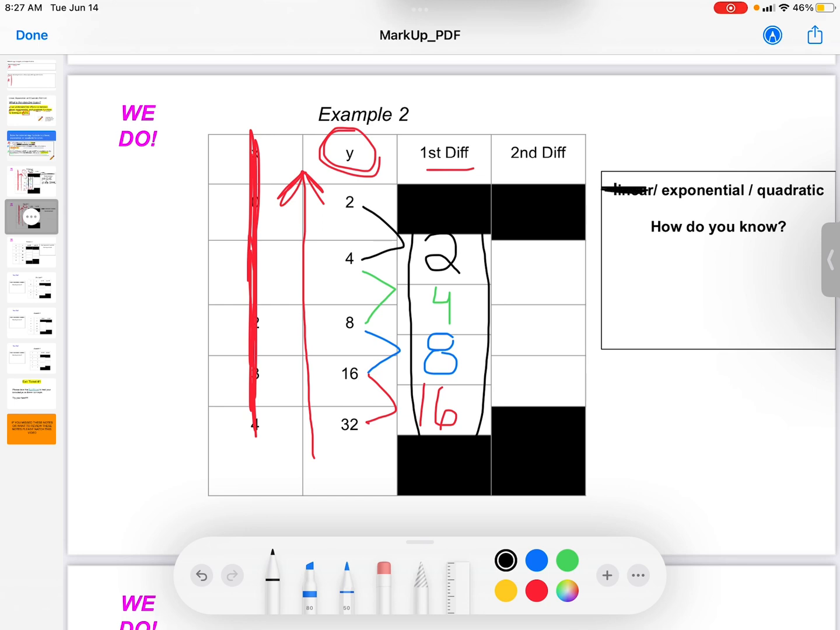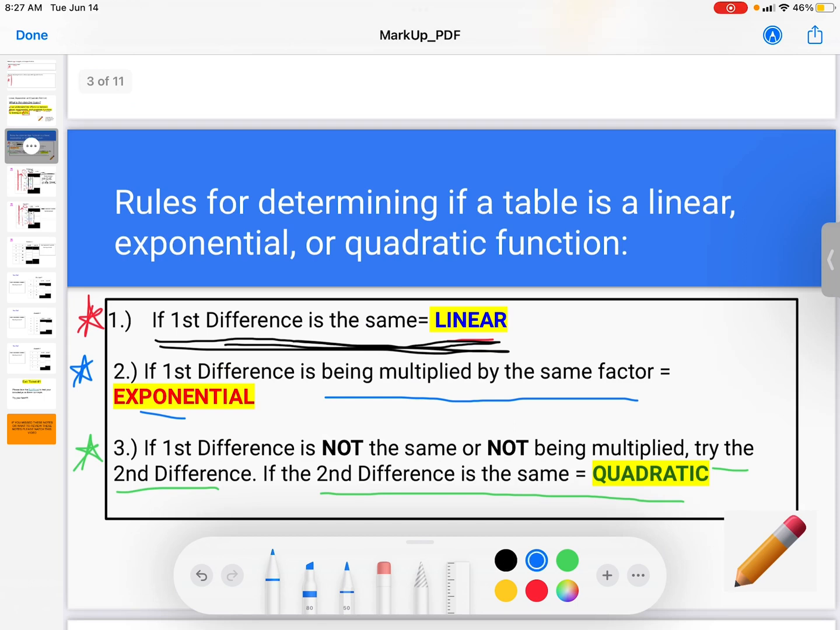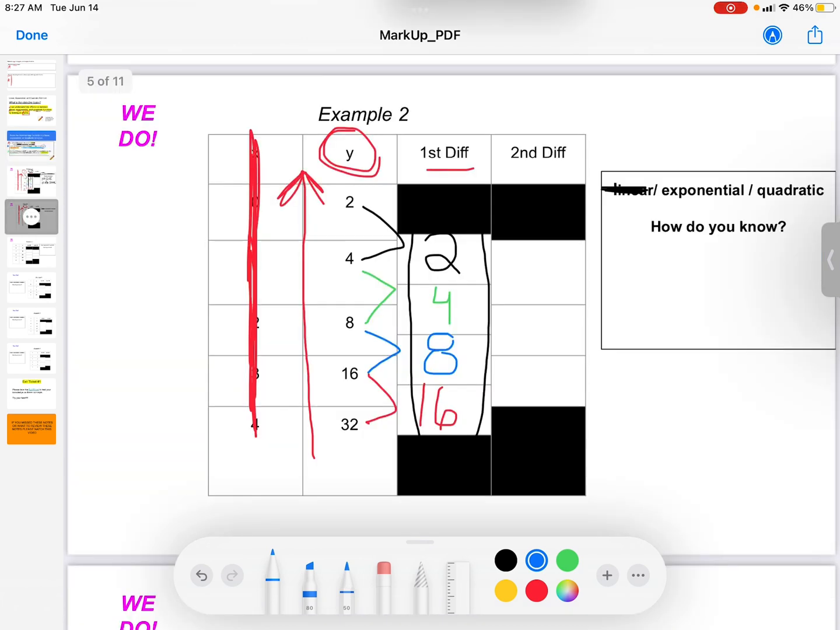Okay, let's go to rule number 2. Rule number 2 said, if the first difference is being multiplied by the same factor, which is just another way of saying number. So this is saying if the first difference is being multiplied by the same number, then this table will be exponential. I see a lot of students not check this step. You have to check and see if rule number 2 works. So we want to figure out, are these first differences being multiplied by the same number?